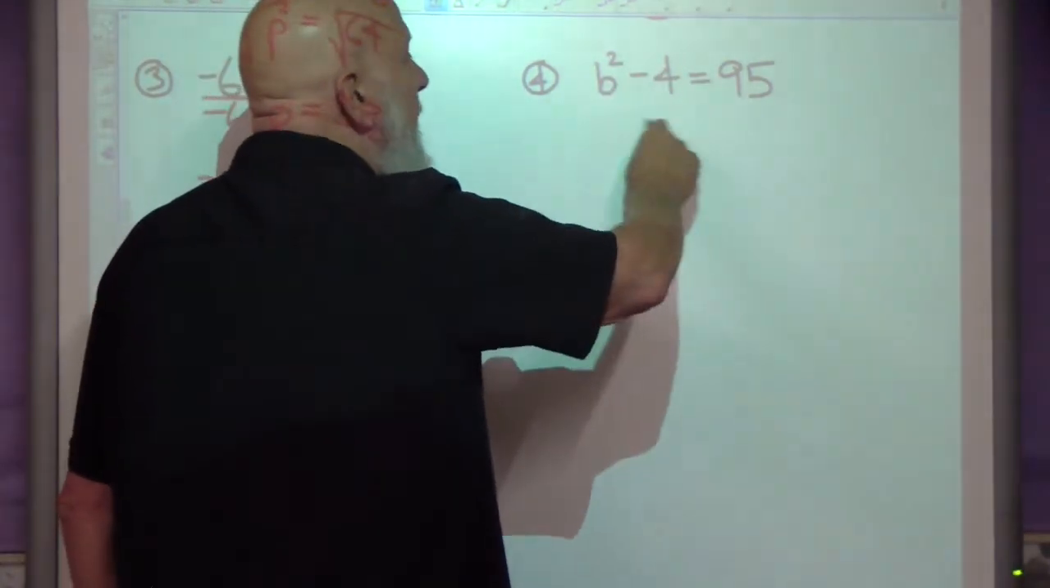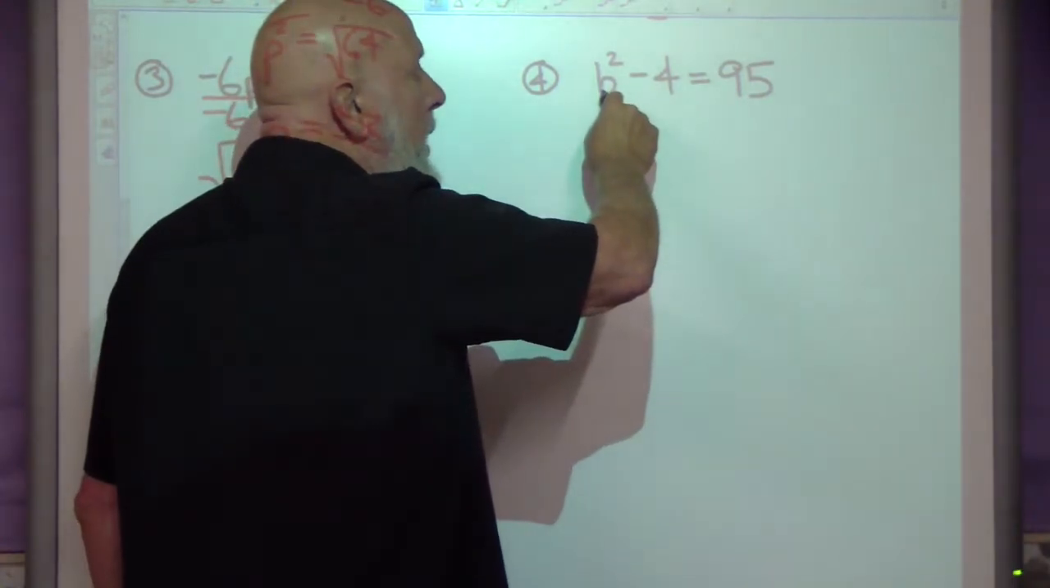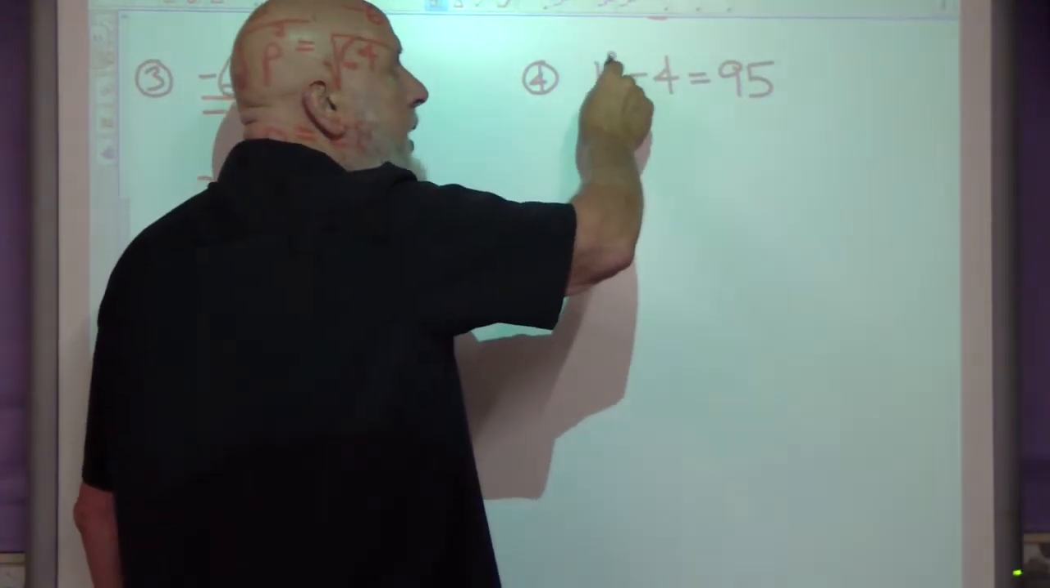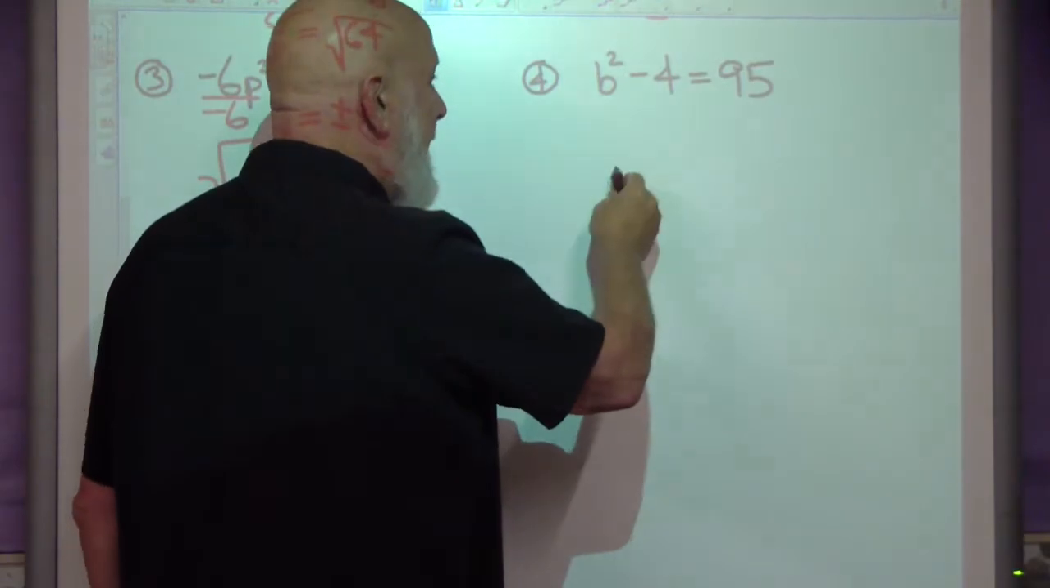Here we go. I'm going to do the same thing I just did in this one. I'm going to isolate my b. First thing I'm going to do is add 4 to both sides. Then I'm going to take the square root of both sides. That's the plan. Here we go.